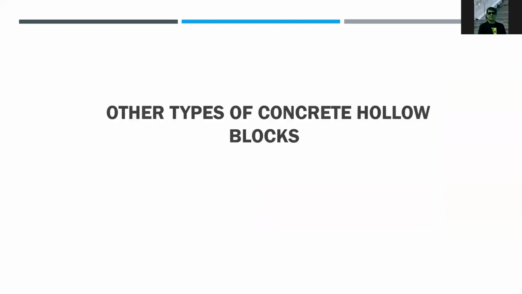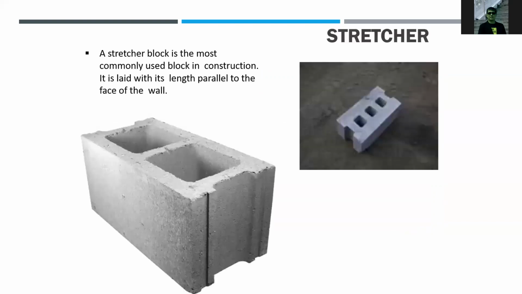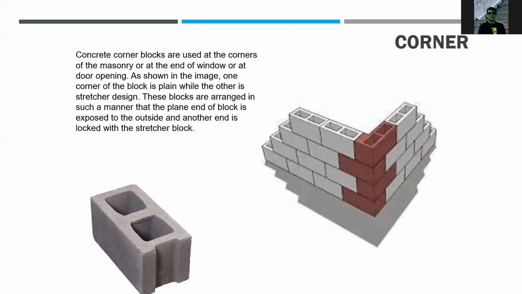So, other types of concrete hollow blocks, we have the stretcher. A stretcher block is the most commonly used block in construction. It is laid with its length parallel to the wall. So stretchers can be load-bearing or non-load-bearing blocks, depending on the type or the grade of the hollow block.